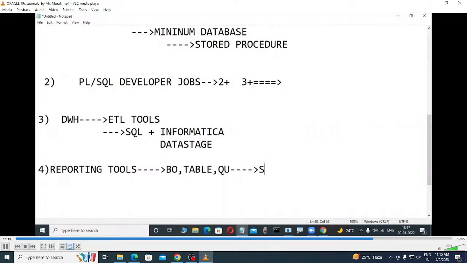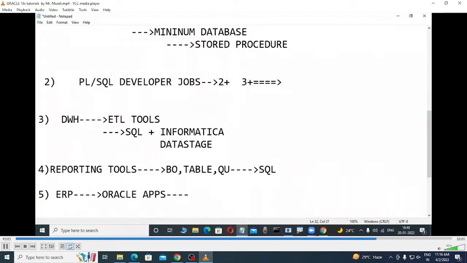Then minimum basic SQL knowledge is required. Those persons are also learning these courses. Again, suppose some programmers are interested in the ERP side, Oracle Apps. Oracle Apps is an ERP, same like SAP. Oracle Applications 11 is there.